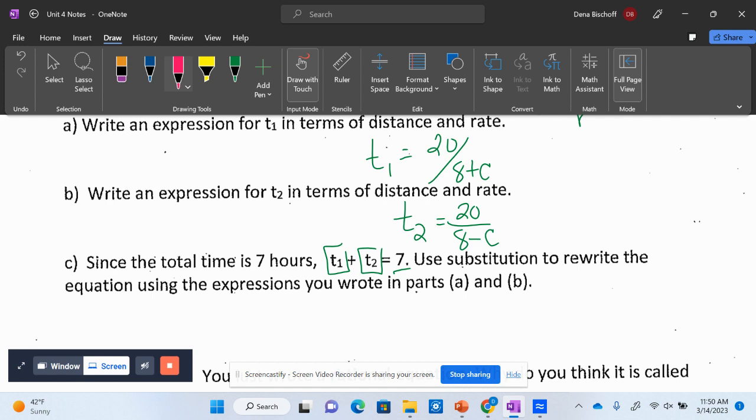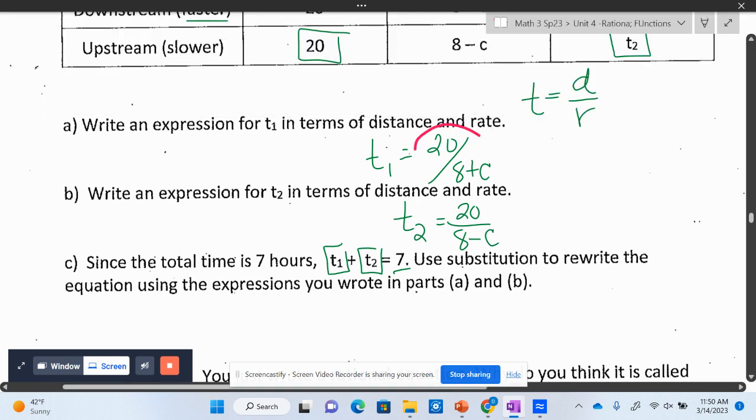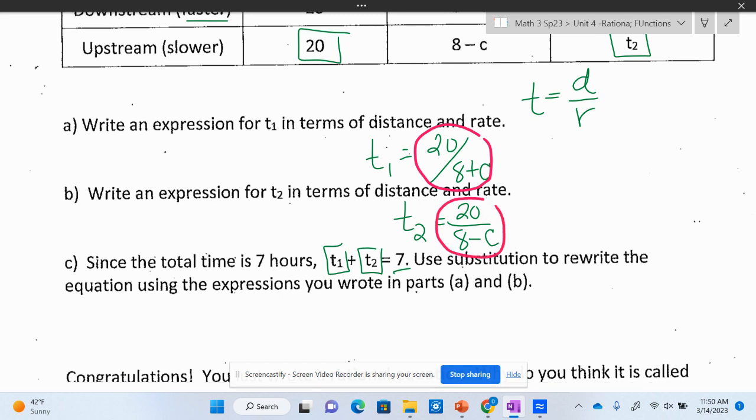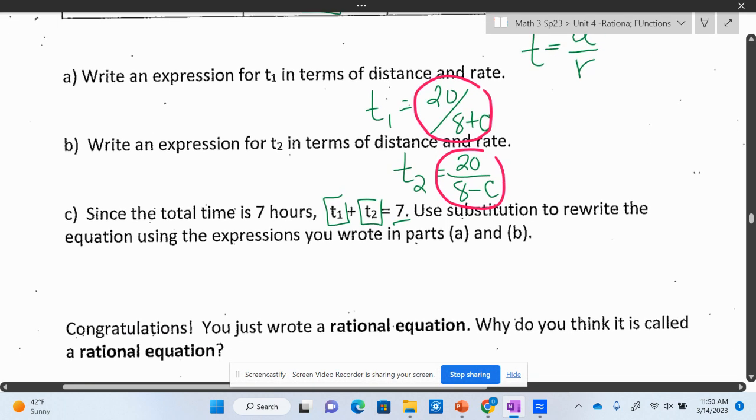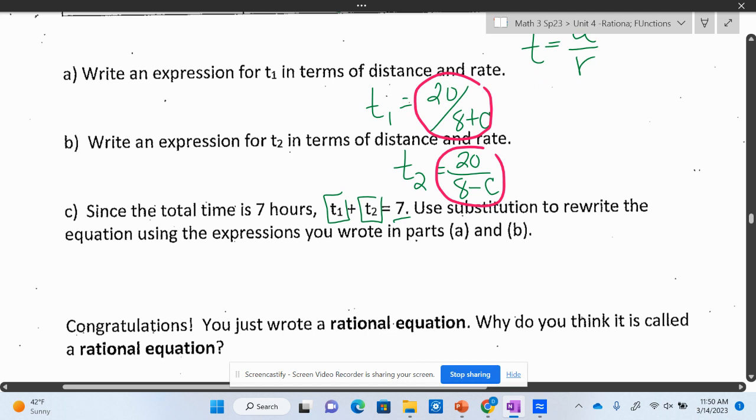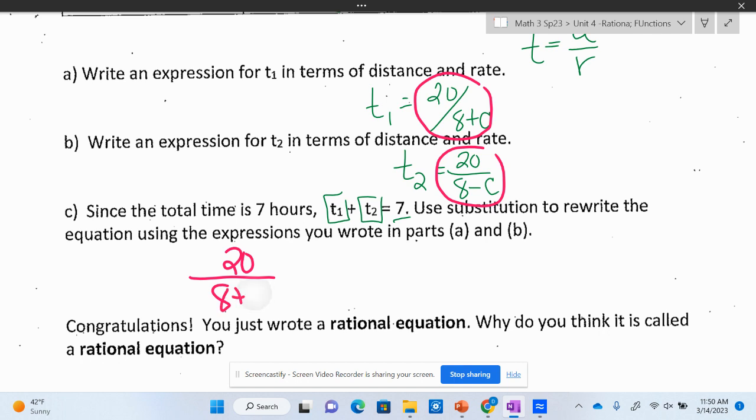So we're going to use the expressions. We're going to write an equation, but we're going to replace the expression for T1 into the T1 spot, and we're going to replace the expression for T2. We're going to use substitution and just write an equation. So let's see. T1, which is 20 divided by 8 plus C, plus the distance of 20 divided by 8 minus C, equals 7. And that's all it's asking us to do. Just write an equation. Okay? And I think we've done that.